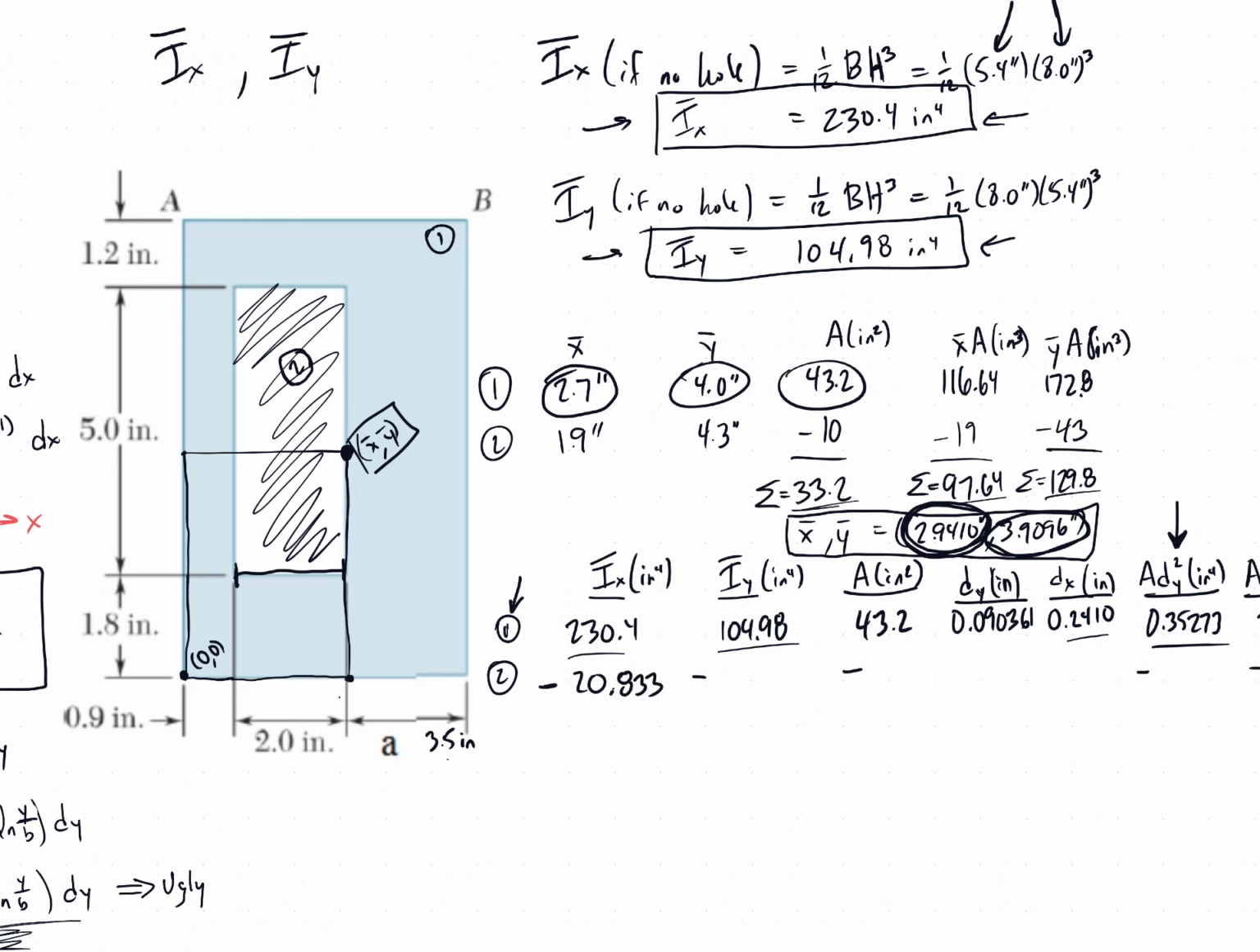20.833. For the Iy, this is going to be my base, and the height is going to be 2, so it's going to be 1/12 times the base, which is 5, times the height, which is 2 cubed, which is 8, right? So we're going to get 3.3333. The area of that shape, we've already calculated that. That's a 10.